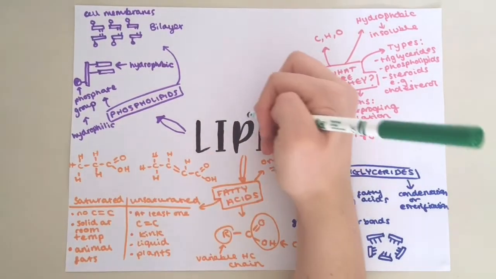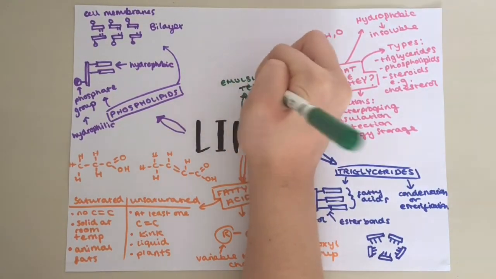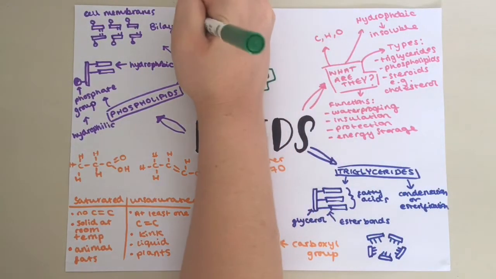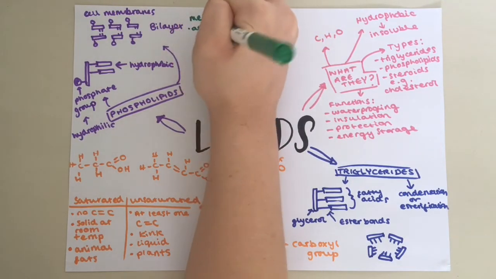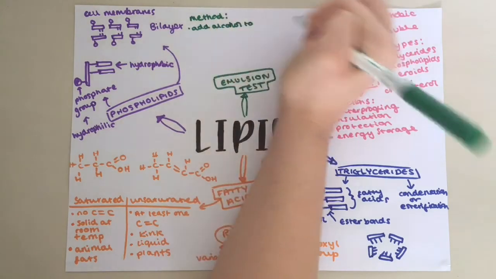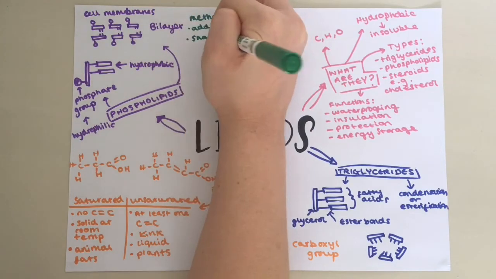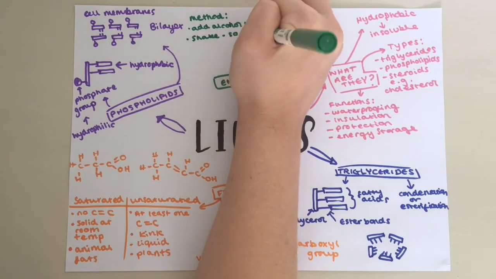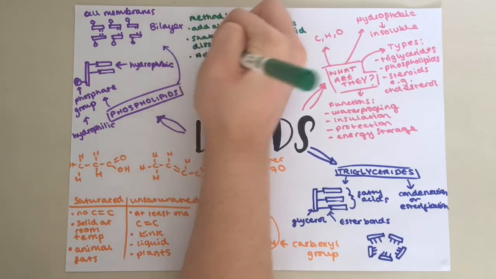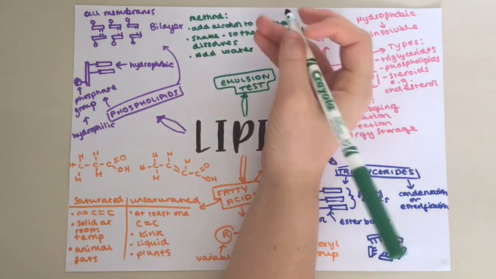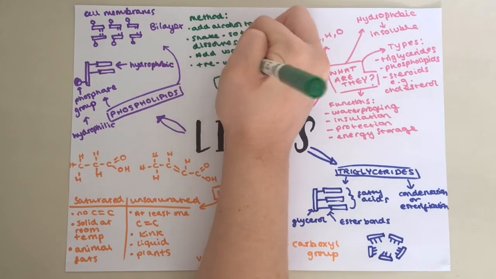Lastly, we've got the test for lipids, known as the emulsion test. So the method for this test: first you need to add alcohol to your sample. Then you need to shake it so that the lipid dissolves. Then you will need to add water. If the test is positive, a white emulsion will be produced.